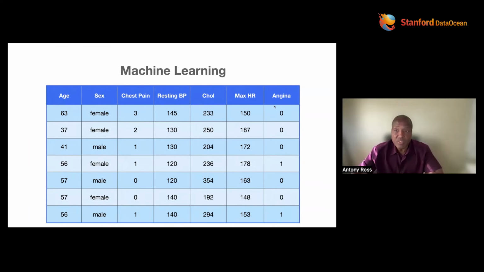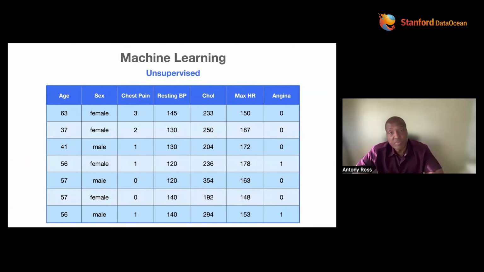If you don't have an answer key, that's what we call unsupervised learning. Okay, I can only classify or cluster based on some similarity of features. That's all I can do. Okay, that's unsupervised learning. Let me give you an example.